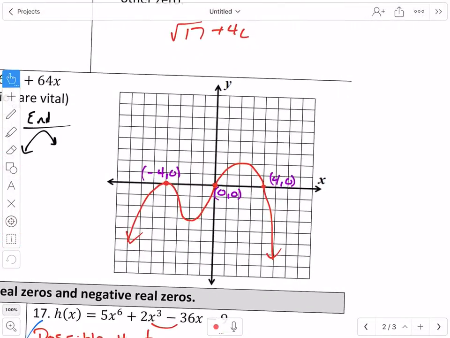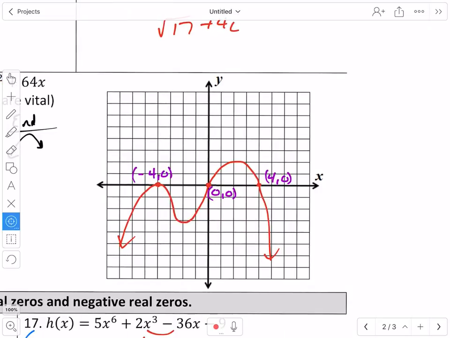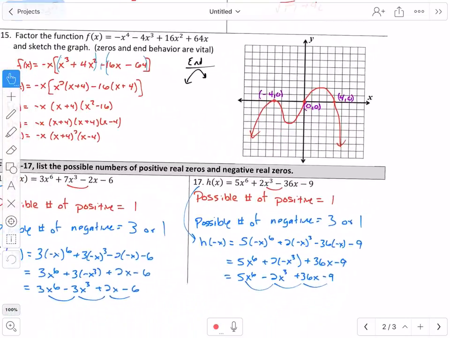If I put all that together, I have an x-intercept of negative 4 with even multiplicity, so it goes up and comes back down. I have an x-intercept of 0, it crosses through. An x-intercept of 4, it crosses through. Notice the end behavior is as I expected it to be. It points down as you go left and right forever.